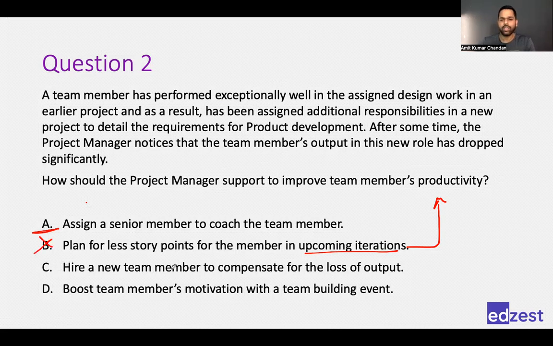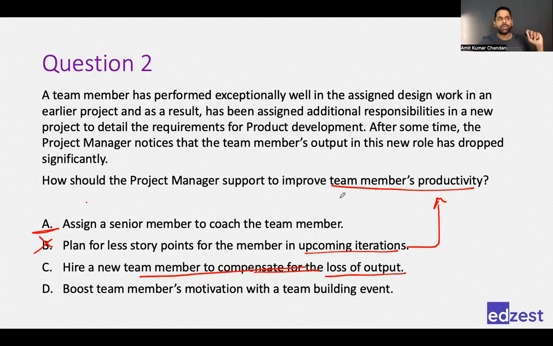C, hire a new team member to compensate for the loss of output. Now, this is a decision that you will take only when it is justified. Okay, first thing. Second, it might help you or your team or your project. It might help the project, but not the team member. The question is about team members' productivity.